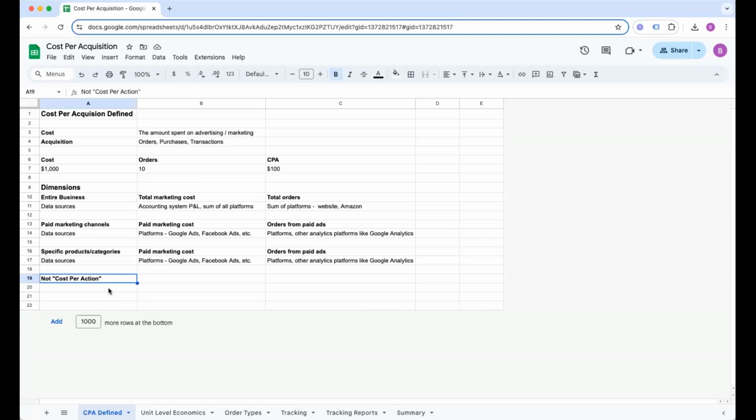Just want to clarify too, we're not talking about cost per action. That's another CPA that you might come across in the world of digital marketing and e-commerce. That's not what we're talking about. Action may mean things like filling out a form or signing up for some type of service or subscription. So that's totally separate. What we're looking at here is purely getting orders, and how efficient you are in your spend related to that.